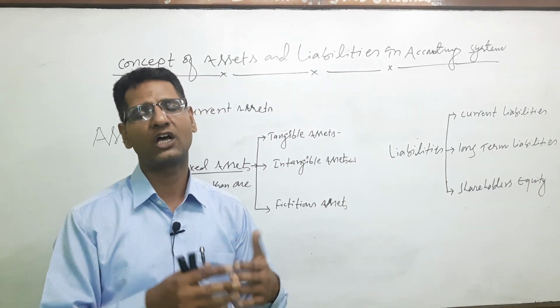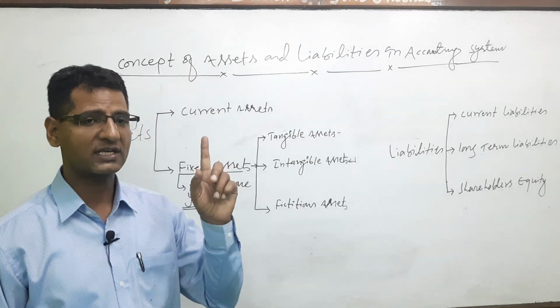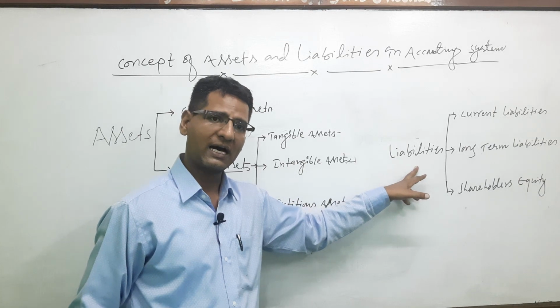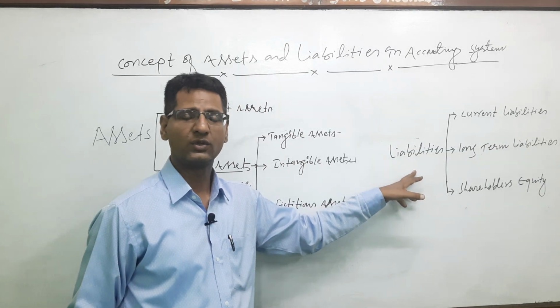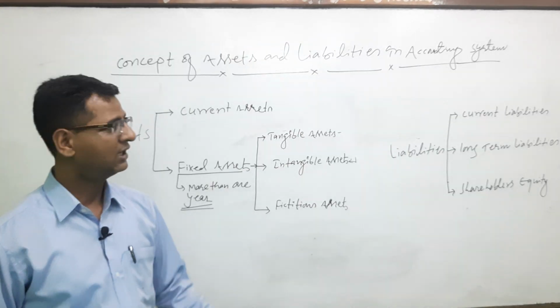Assets and liabilities must always be equal. If they are not equal, there may be mistakes in previous steps. So liabilities are those payable amounts, those obligations, which the business has to pay to others.